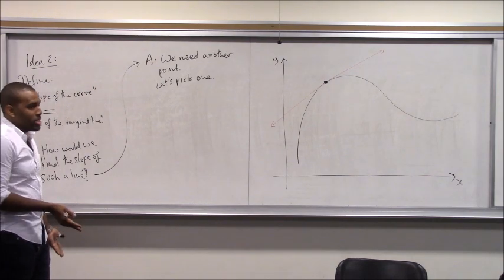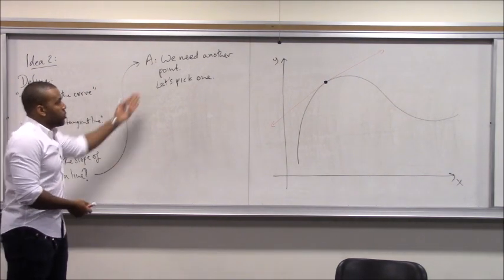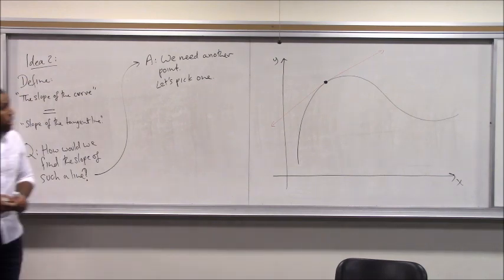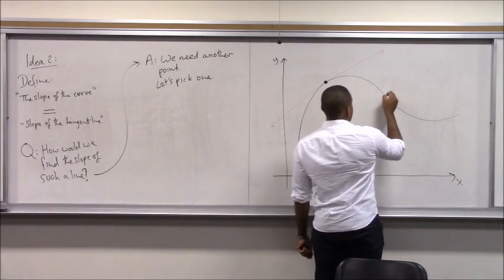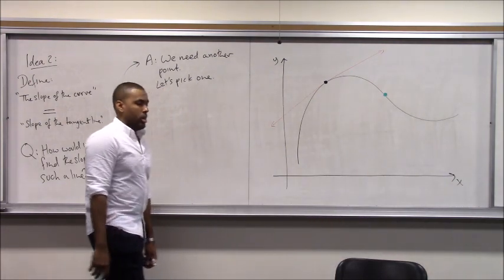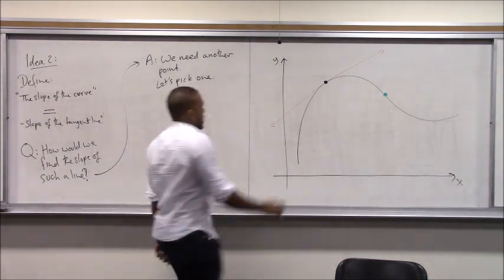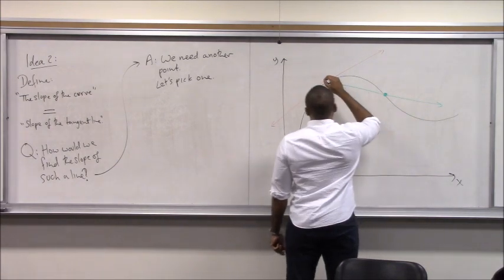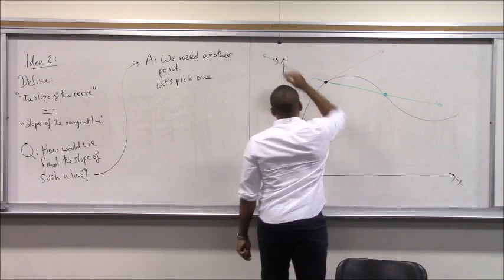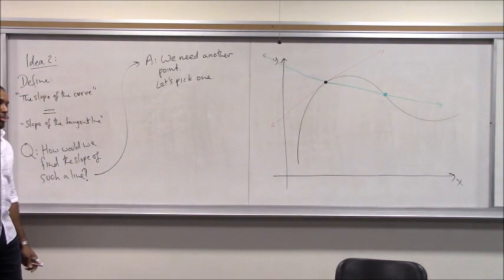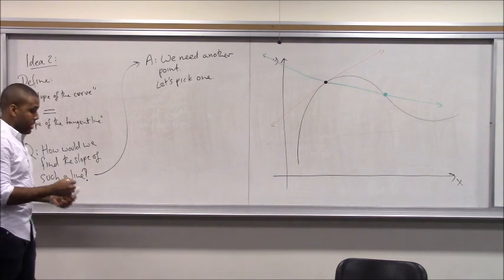Well, how do I find the equation of the line? I only know one point. We need another point, so we pick another point. So we go over here, and we pick some other point. And then you're like, okay. And say, well, yeah, we can now find the line through those 2 points. We can definitely find the equation of that line. And you might say, yeah, but that's not the line we want. Hey, but here's the idea.